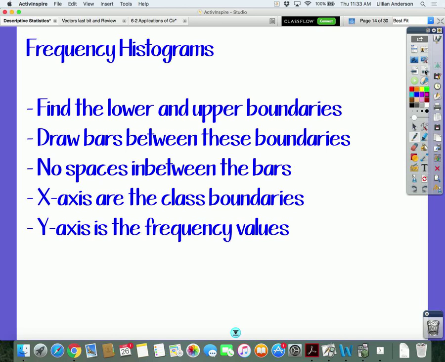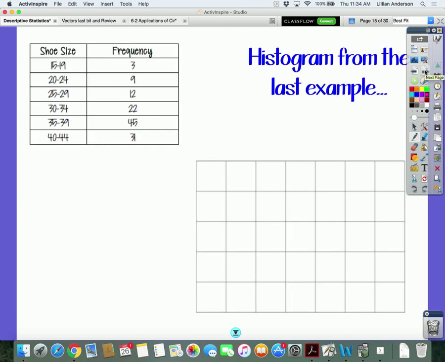The x-axis is your class boundaries, and then your y-axis is the frequency values, okay? Whenever you have to draw one yourself, these are some things that you need to keep in mind. All right? So, flip over. We are drawing a histogram for the last example that we just did, the one that was related to shoe size, okay?